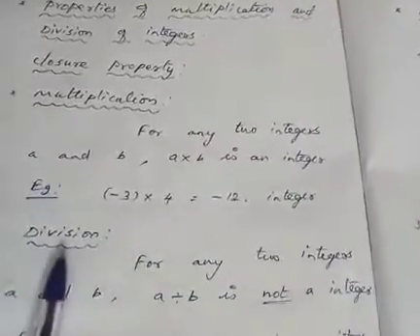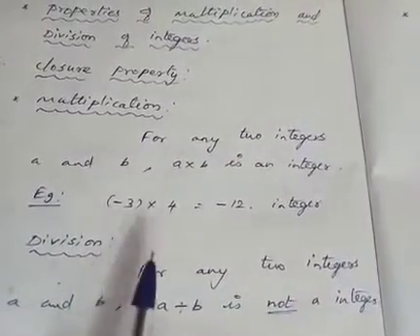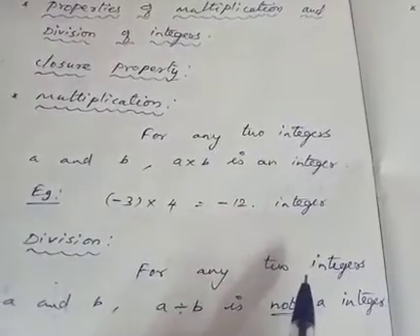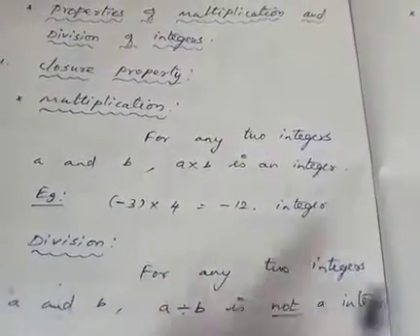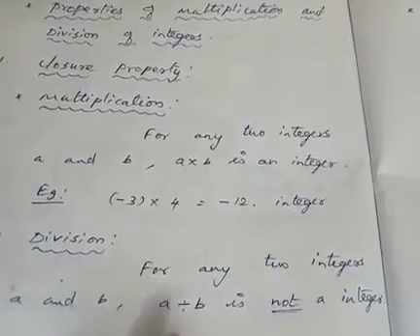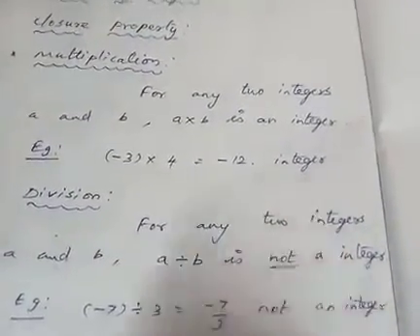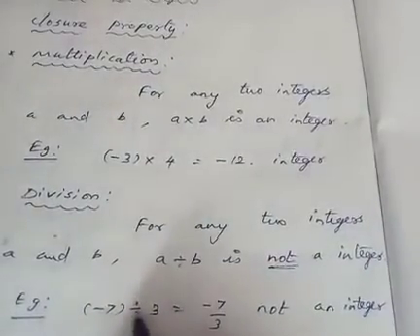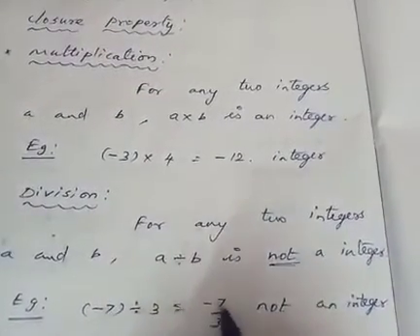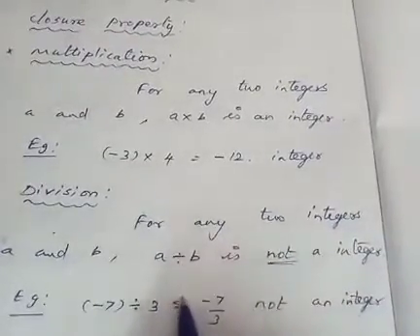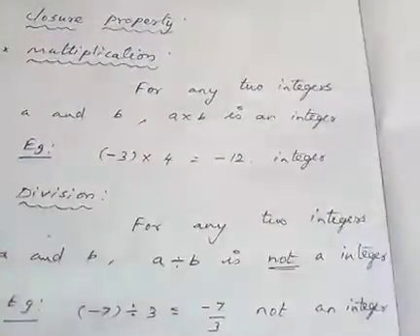The next one is division. The division of two integers should be an integer, then only the closure property is satisfied. For any two integers a and b, a divided by b is not always an integer. For example, -7 divided by 3 is not an integer. So division is not satisfied for closure property.